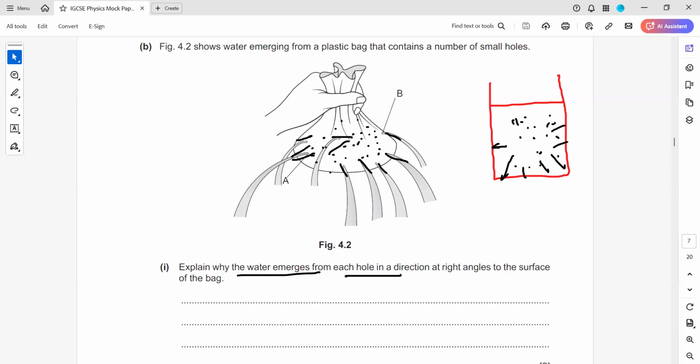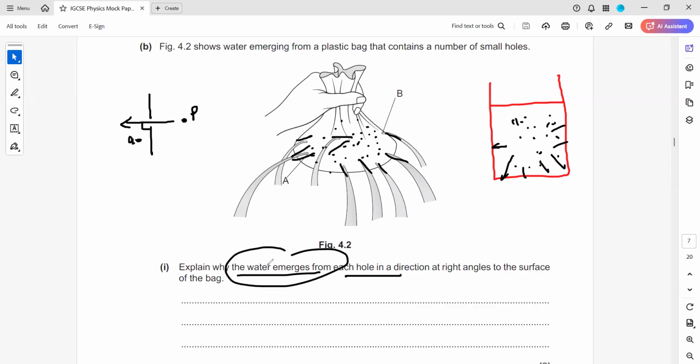First thing you will mention is that the pressure in the liquid is acting in all directions, irrespective of the direction. That is 1 mark. The second thing, near the surface: why are the particles coming out perpendicular? It means the pressure is acting perpendicular to the surface. That's why the particles are coming out at 90 degrees, or perpendicular, to the surface.